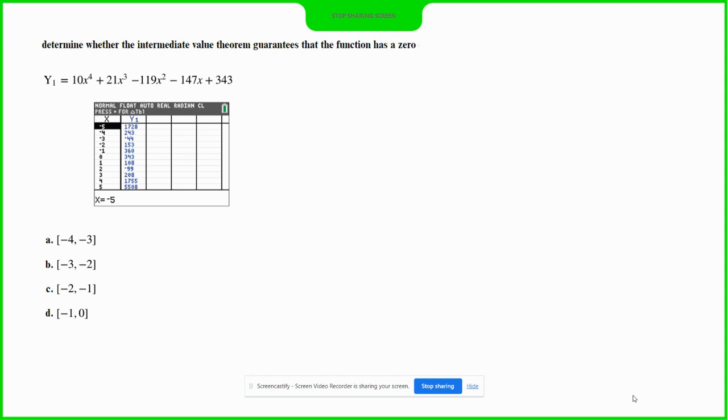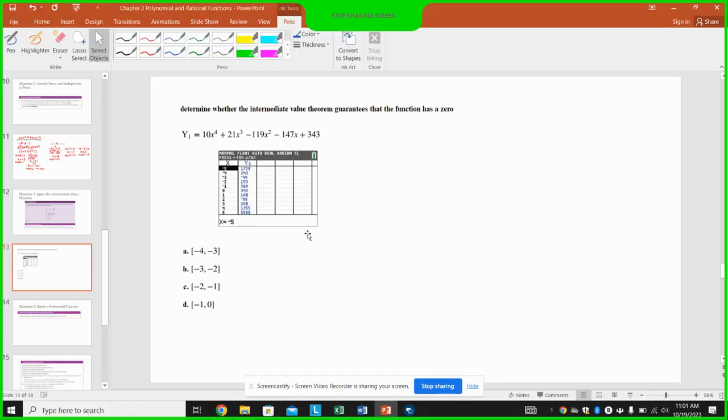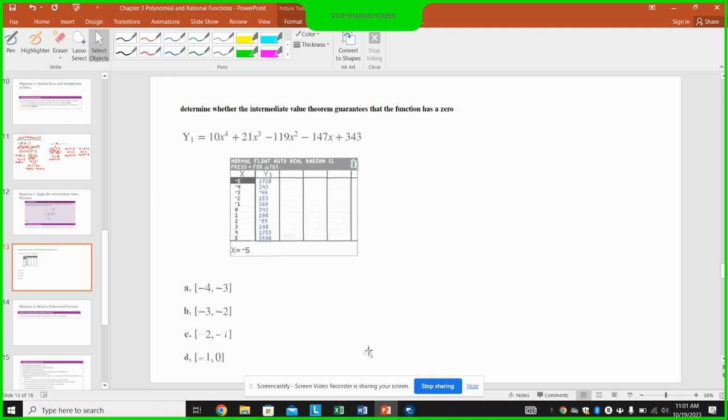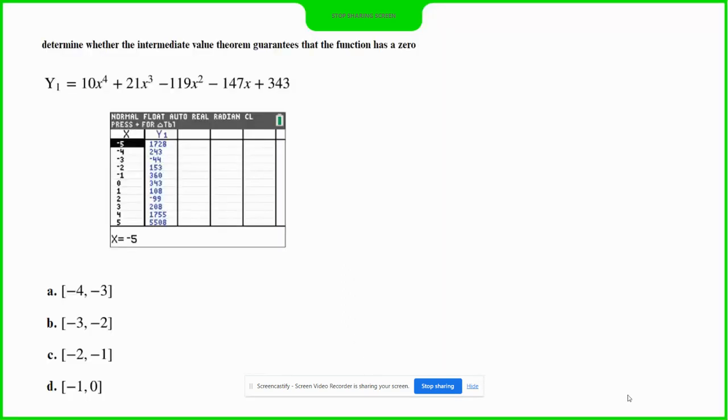So these are not coordinates, it's intervals. So you would plug in -4 for x, get a number. Then you would plug -3 into x and get a number, and then see, did I get a positive and negative? Can I zoom in? Is that better?